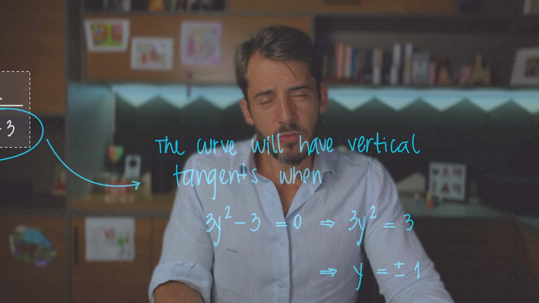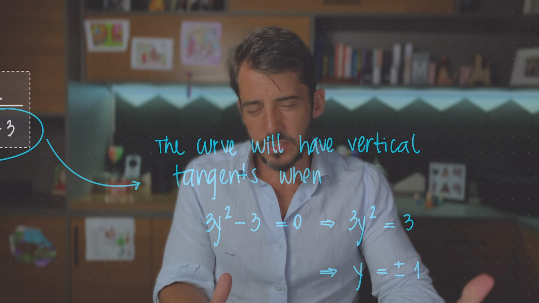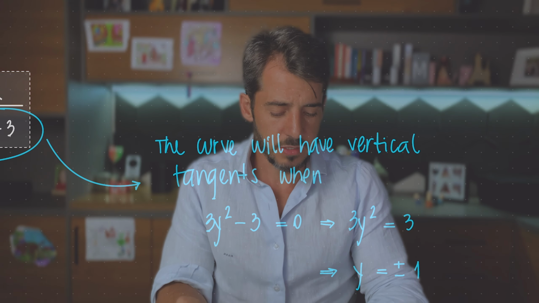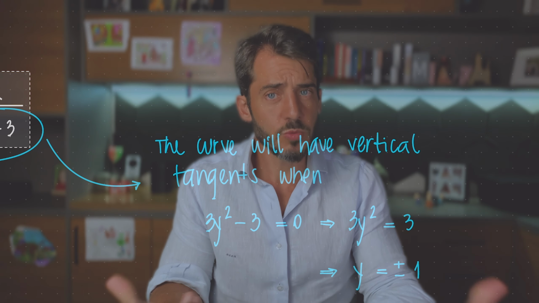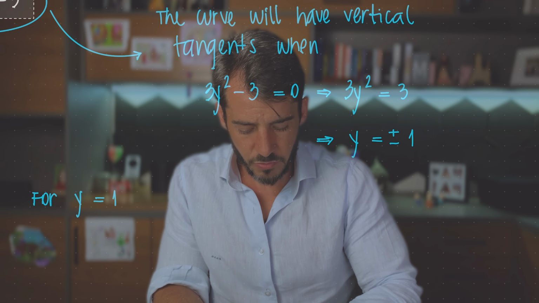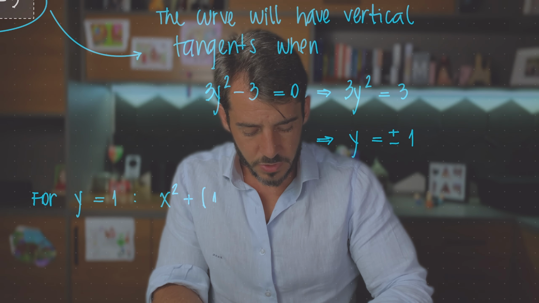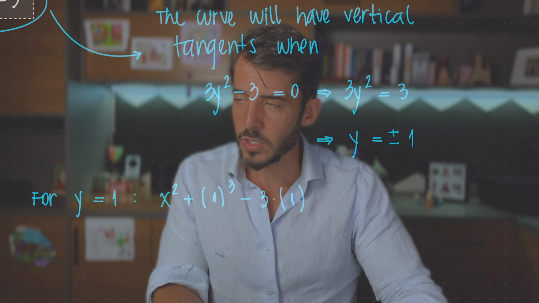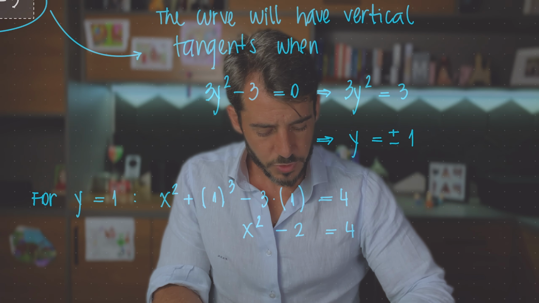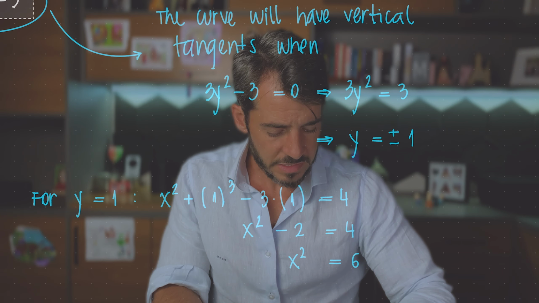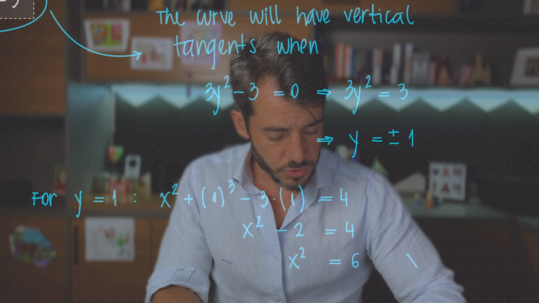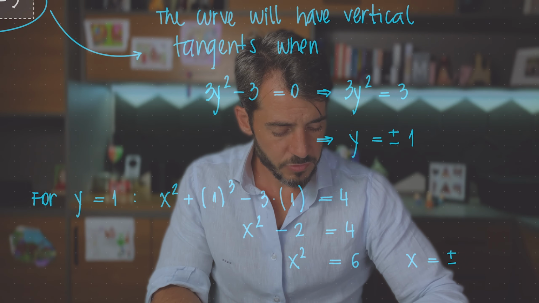Now, these are, of course, not the equations of the vertical tangents, because vertical tangents have the following equation: x equals something, right? It's an x value. So what do we do with these y values? We place them back into the equation. So we have, for y equals 1, x squared plus 1 cubed minus 3 times 1 equals 4, which means that x squared minus 2 equals 4, which means that x squared equals 6. And we have a couple of vertical tangents from this condition only, which are positive and negative root of 6.